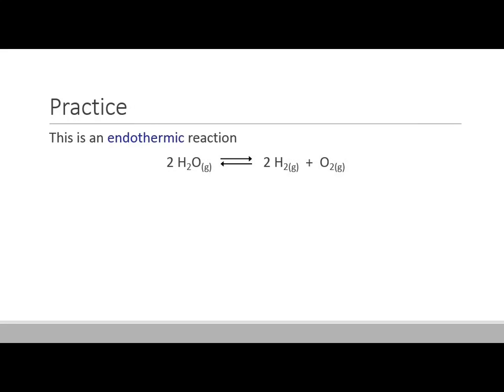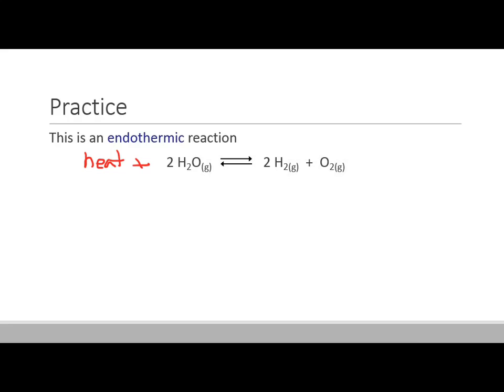So let's go ahead and finish up by practicing on one of these. So first off, I'm going to tell you that this is an endothermic reaction. All right, so if it's endothermic, should heat be a reactant or a product? Well, it's not producing heat, so it can't be a product. I'm actually going to treat it as a reactant because I have to add heat to this reaction to get it going, right? Heat's going to be sucked up into this reaction. So I'm going to go ahead and put heat here.